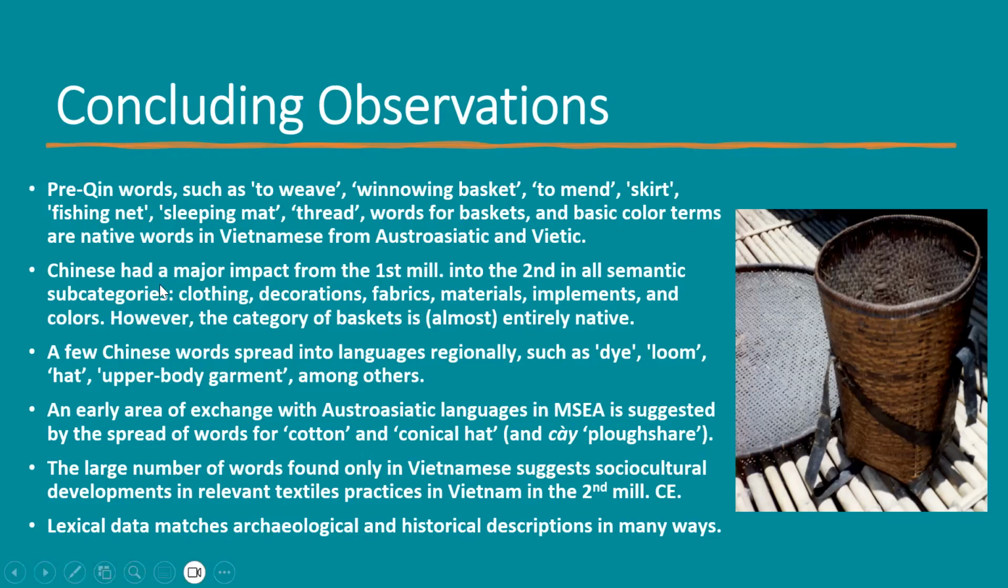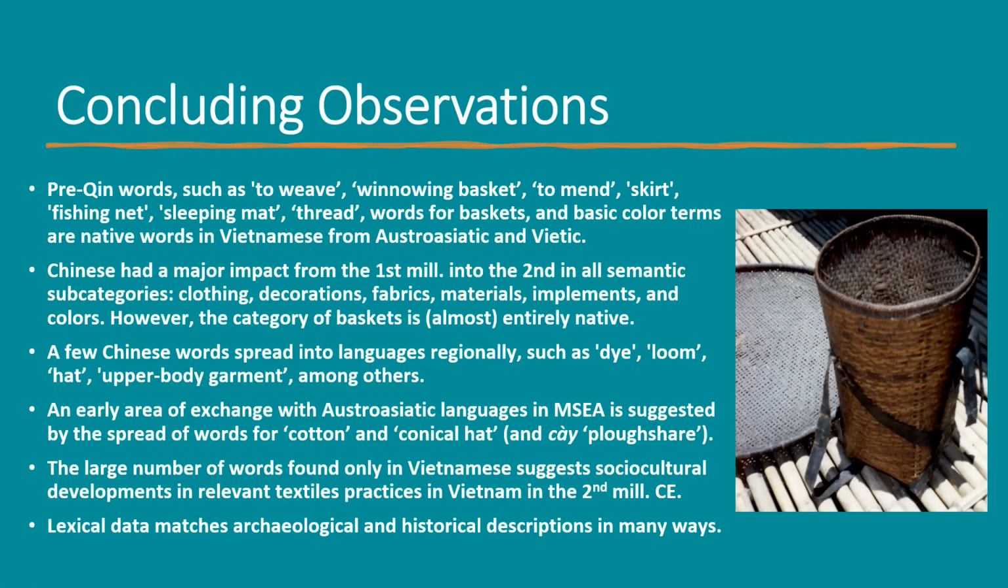But Chinese has had a major impact from the first millennium into the second millennium, in all the semantic subcategories: clothing, decorations, fabrics, the materials, the implements to make them, and the colors. Although the category of baskets is almost entirely native, except that one instance that was recently identified. I have to argue against it, and I don't think I can. It's one word. A few Chinese words spread into languages regionally, such as dye, as I mentioned. Oh, loom, I forgot to mention that.